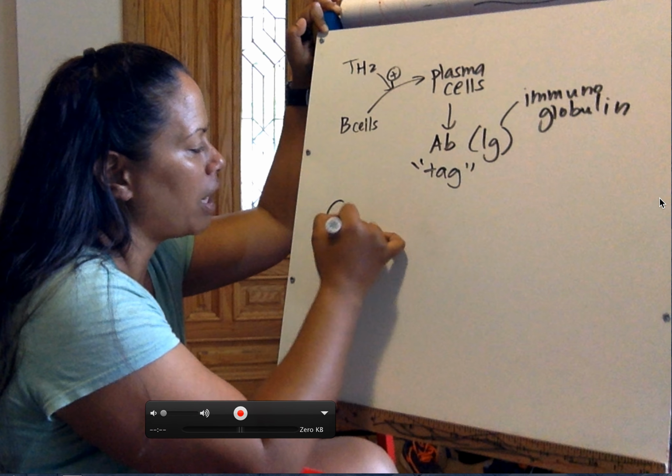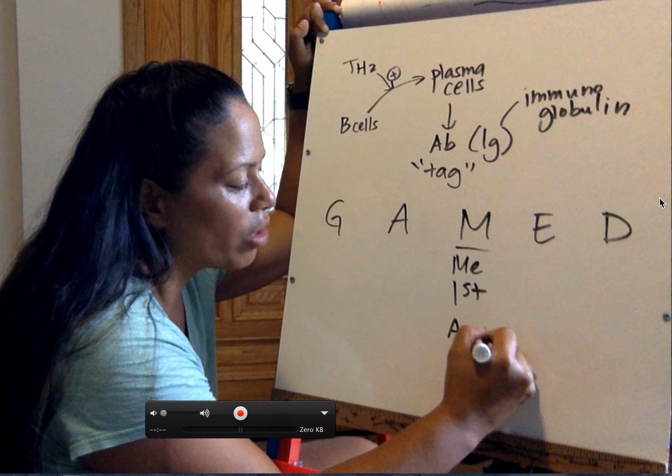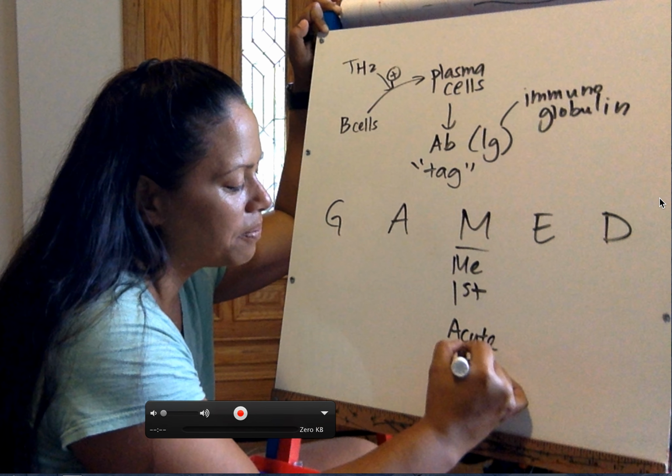And let's start off with the one that's most fun. It's all about me. So me first. With acute infection or initial infection, you're going to see an elevation in IgM. So these are Igs: IgG, IgA, IgM, IgE, IgD. Okay, so you get the point, right? So IgM, you see with initial infection or acute stage, it tends to be elevated first.